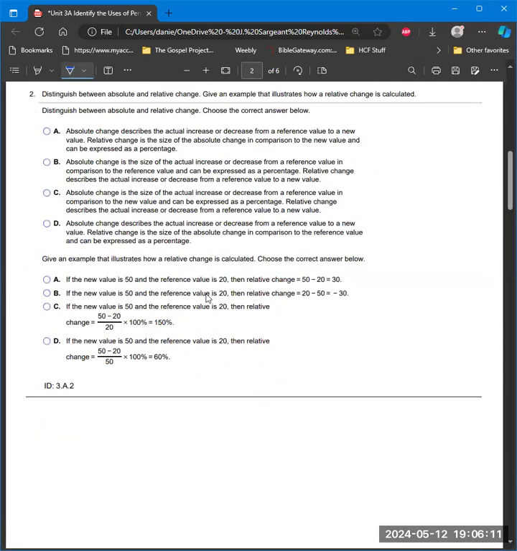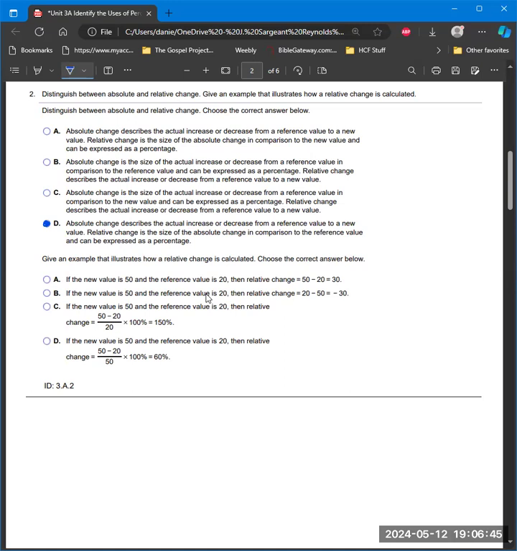Now let's distinguish between absolute and relative change and give examples that illustrate how relative change is calculated. So absolute change describes the actual increase or decrease from a reference value to a new value, and relative change is the size of the absolute change in comparison to the reference value and can be expressed as a percentage. So that's D.